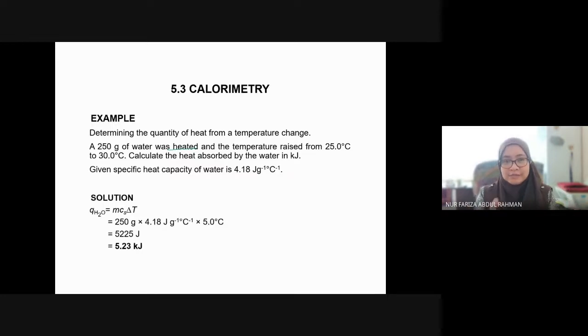Why do we say it is endothermic? Because you heat up the burner, you heat up the water in a pot. So the water will absorb the heat from the burner. What happens to the water's temperature? Since it absorbs the heat, it will increase, from 25 to 30 degrees Celsius. So that is an endothermic process. For the burner, the heater, it is exothermic. So you should get a positive value here. Again, g cancels, C cancels, and you are left with J, and then you convert into kJ.